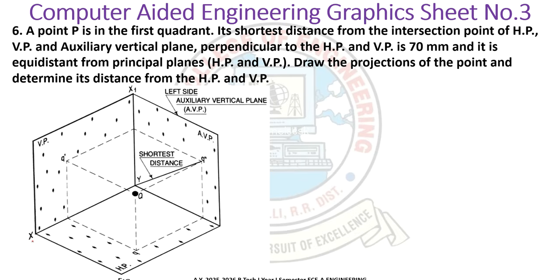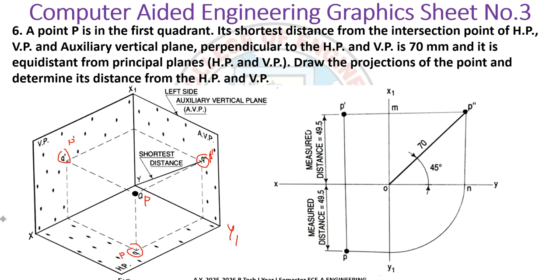If you see here, this is XY, X1 Y1. You have the vertical plane, horizontal plane, AVP. The point is P. Here it will project as P double dash, here as P dash, and here as P. So this is the actual P. It projects as P double dash in the side view, as P dash, small letter, in the VP, and as small p in the HP.